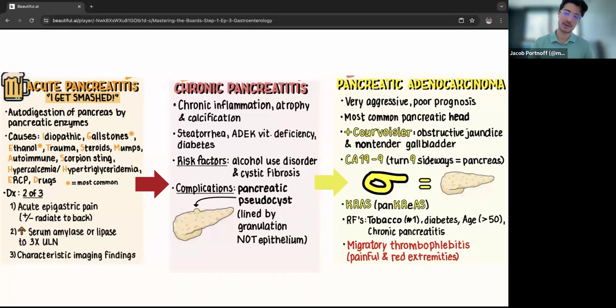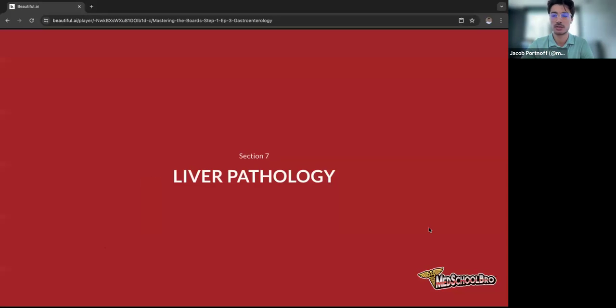Your number one risk factor for pancreatic adenocarcinoma is going to be a smoking history, but also look out for diabetes and, of course, the sequelae of chronic pancreatitis. And then finally, a key feature or a common associated syndrome of pancreatic adenocarcinoma is going to be your migratory thrombophlebitis. This is a prothrombotic state where you're going to get clots essentially. Hallmark signs of this in the vignette are painful red extremities. So look out for that and its association with pancreatic adenocarcinoma.